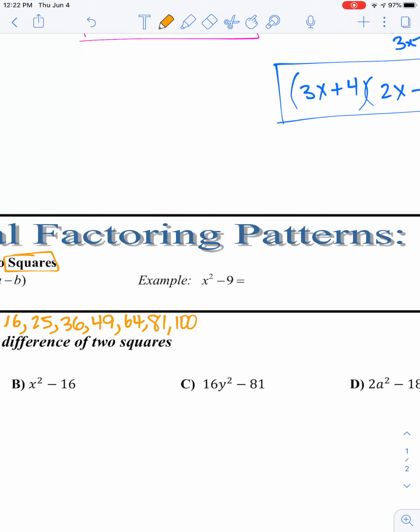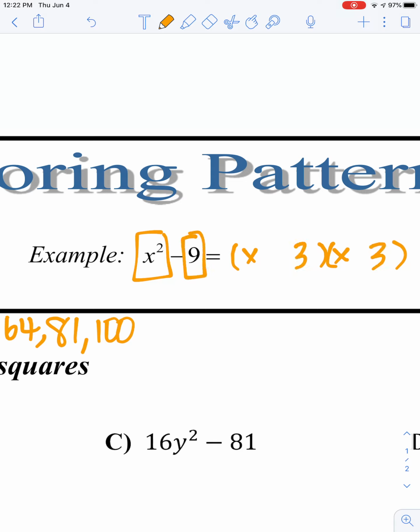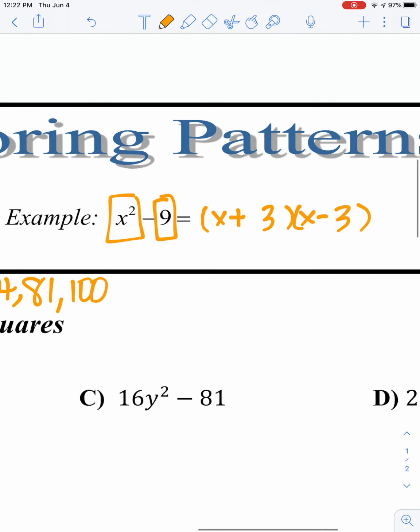So with our example, x squared minus 9, this is a perfect square, because how do you get x squared? By doing x times x. 9 is a perfect square. How do you get 9? 3 times 3. And when we're factoring a difference of squares, we will always have 1 plus sign, 1 minus sign. And let's see how when we FOIL this, it'll get back to what we started.